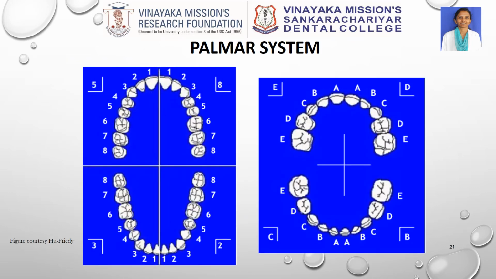So here you can see the Palmer notation. Now you can see that inside a quadrant, the teeth are numbered 1 to 8 only. Again 1 to 8 in the left upper quadrant, the left lower quadrant also 1 to 8, and the right lower quadrant also 1 to 8. So here the central incisor will always get number 1. Only the brackets will be different. And in the primary dentition also, the incisors will be A and B, canine will always be C, and molars will be D and E. And the shape of the bracket will only be changing in the Palmer system.